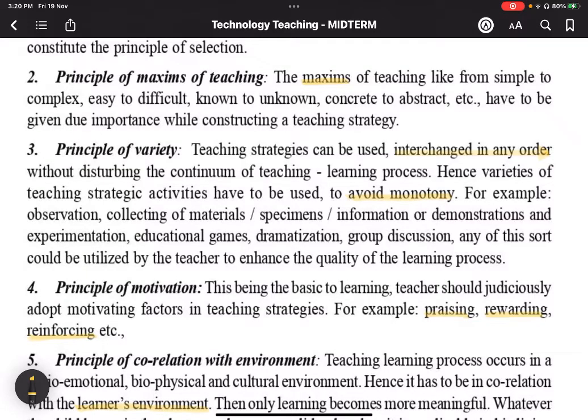Next, we have the principle of motivation, this being the basic to learning. Teachers should judiciously adapt motivating factors in teaching strategies. Yan. Ano ba yung ano mo, motivating technique mo or strategy? Ipe-praise mo ba bawat matataas na bawat students na makakakuha ng mataas na grade, no?